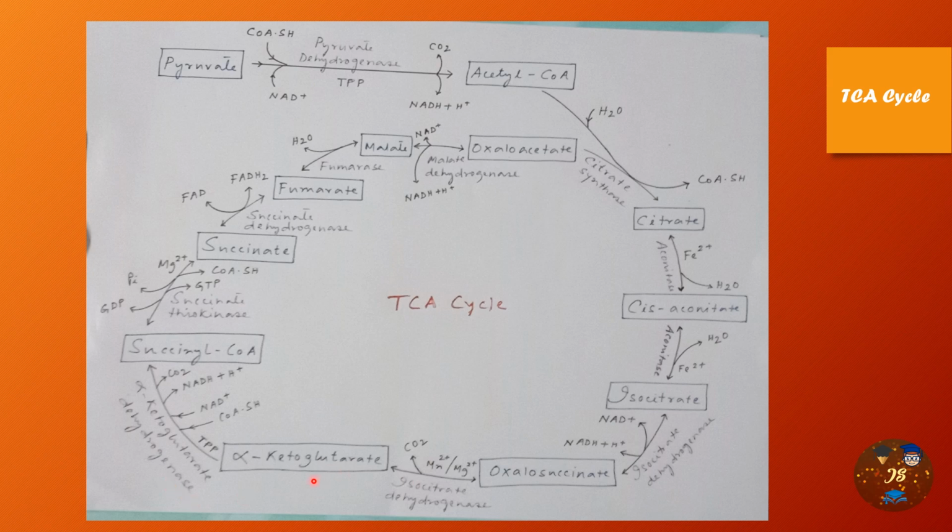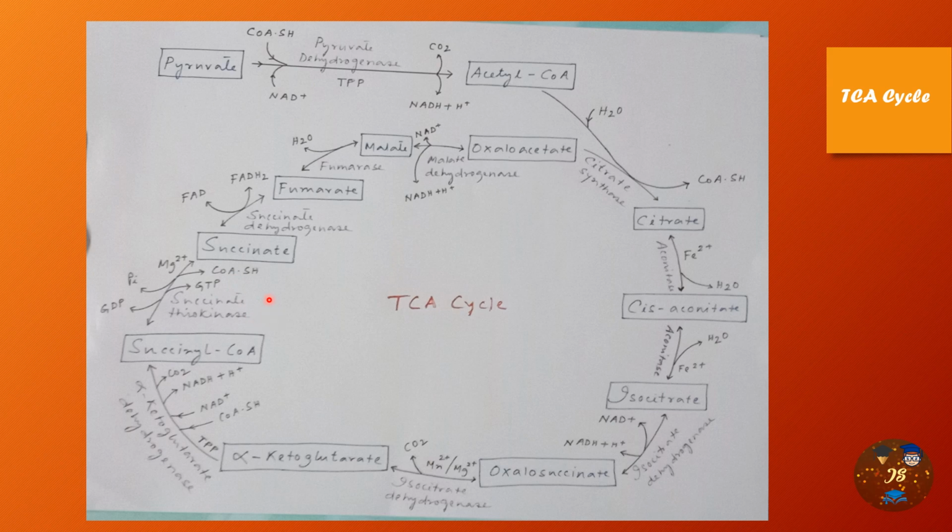Now this alpha ketoglutarate is converted into succinyl CoA with the help of the alpha ketoglutarate dehydrogenase enzyme. Here TPP is present, carbon dioxide is released, NAD plus enters and is released as NADH plus H plus, and CoA-SH is inserted. It converts it into succinyl CoA. This CoA comes from this CoA-SH. This succinyl CoA then converts into succinate with the help of succinate thiokinase.